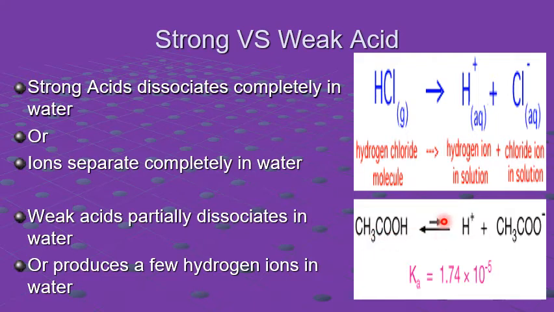When we put this in water, look at it. This gets separated into H plus and CH3COO negative. It does not completely separate. You have one H plus here, and then you have this whole compound here. So it did not completely split up. This is why it's called a weak acid.